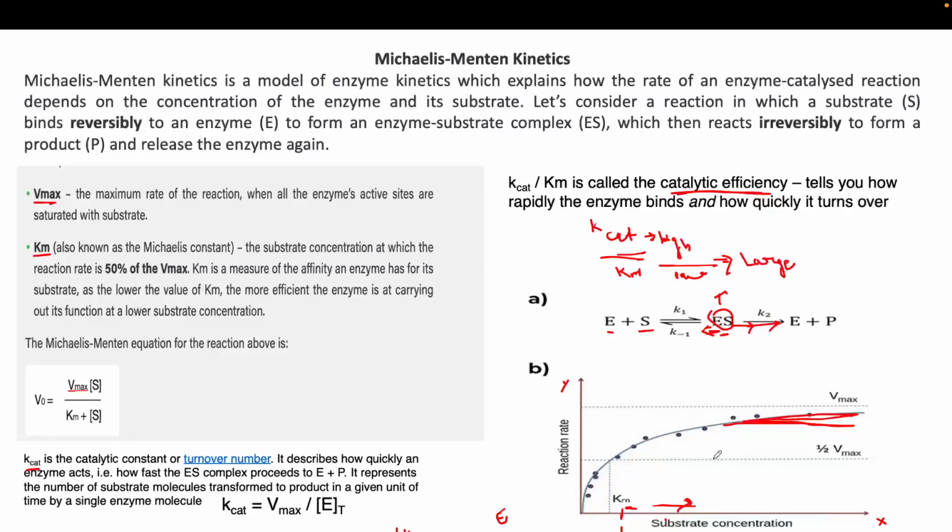And this is the Michaelis-Menten graph, where you can see that with increasing substrate concentration, the velocity is initially increasing, and after a certain point, increasing the substrate concentration does not increase the velocity further, because all the enzyme is already saturated with the substrate. So that's why the reaction rate is not increasing.